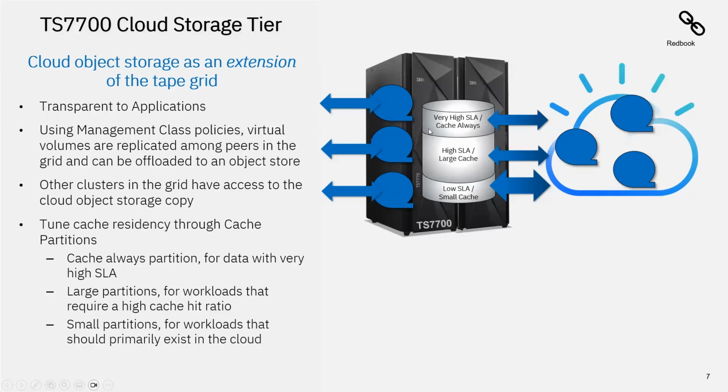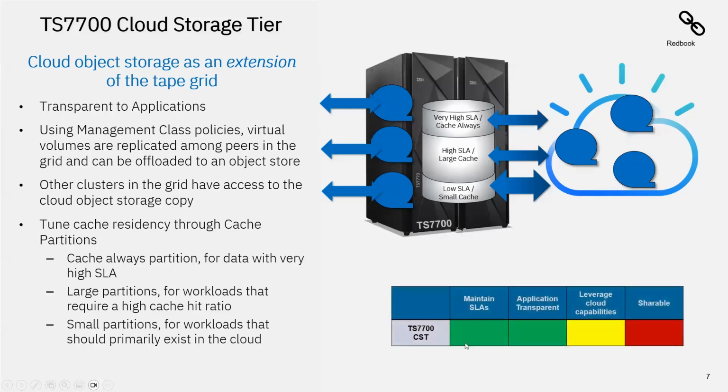And so it's just a really nice solution. One of the things that I like to point out, the best part of cloud storage tier, if you remember the last chart, it's the only one where maintaining SLAs is green. Why? Because all of your reads and writes are still out of the disk cache. It's just your older data that you're moving to object storage.